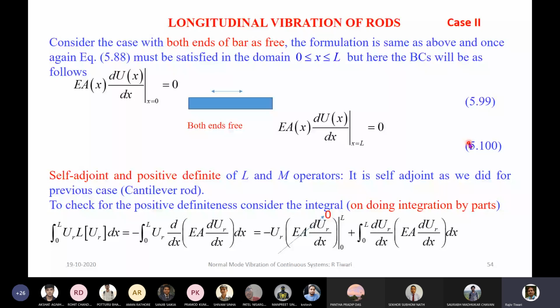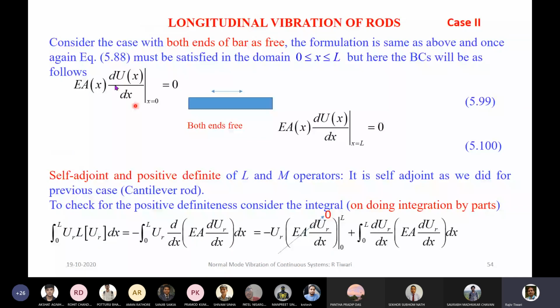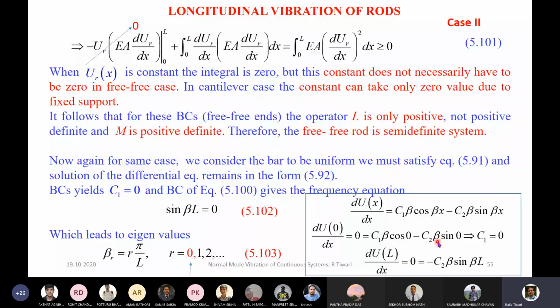Now we'll apply the boundary conditions. We have the same differential equation, the only thing changing is the boundary condition. The boundary condition contains the slope. So we'll use the expression we derived for the cantilever case. When we use one of the boundary conditions, at x equal to 0, we get C1 equal to 0.